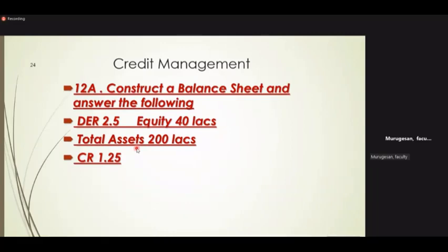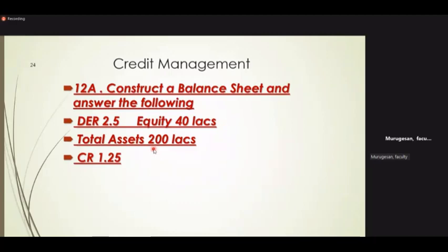Current assets 75 mil gaya. Then what will be non-current assets? 125 lakhs. 125. Then only it will become tally. Now you tally. Now all of you have equity 40. Check your answer. Equity, that is capital, will be 40.